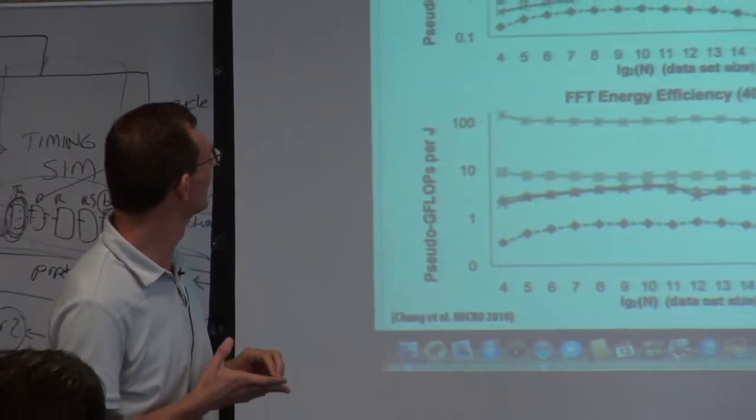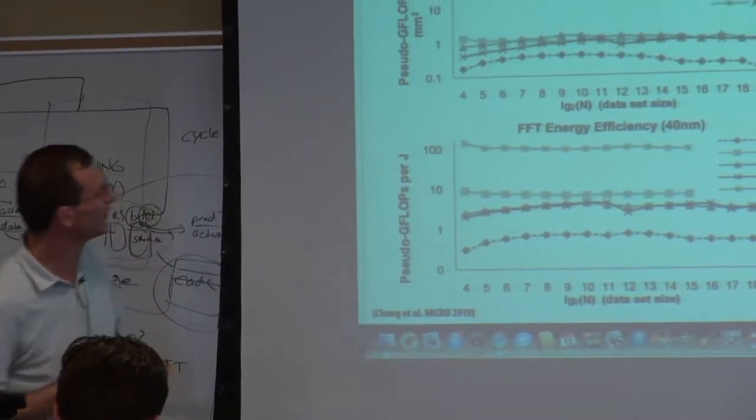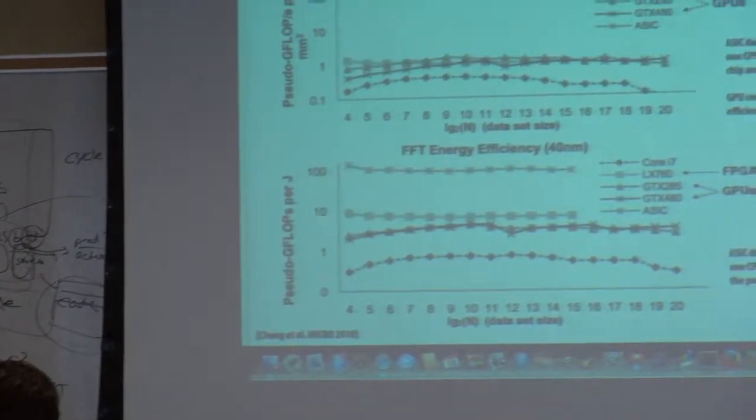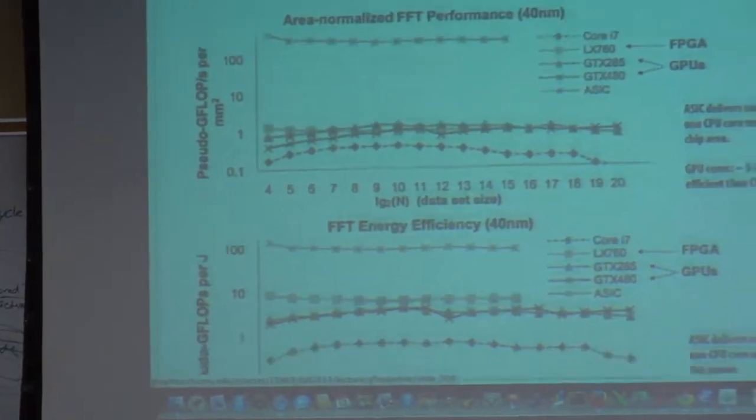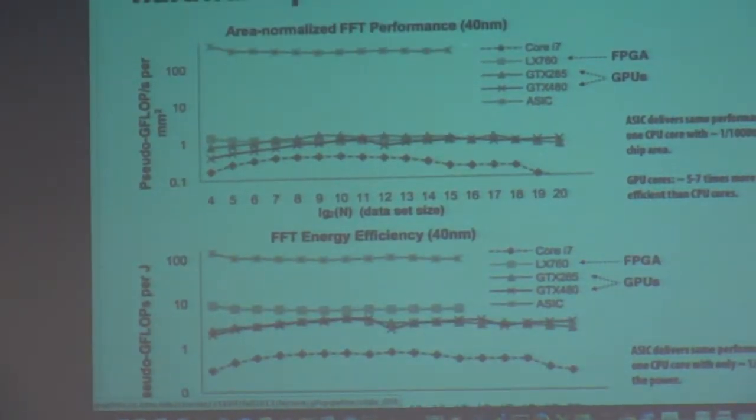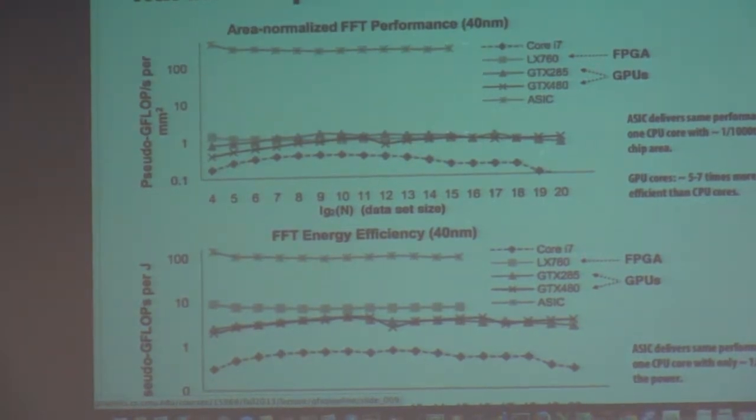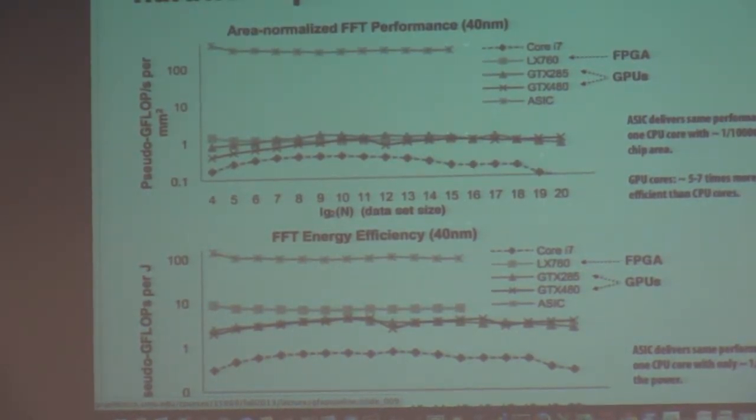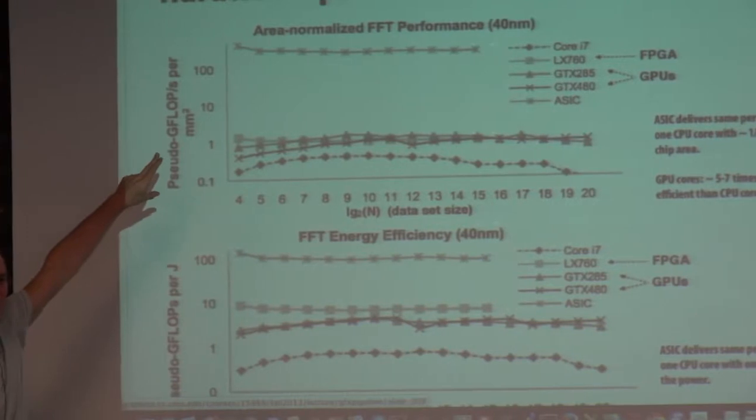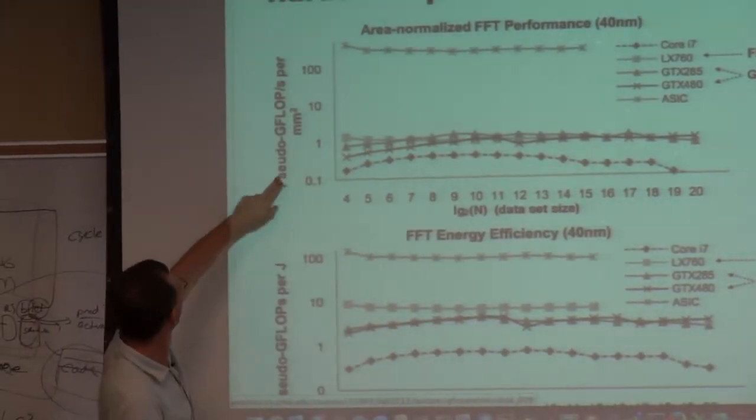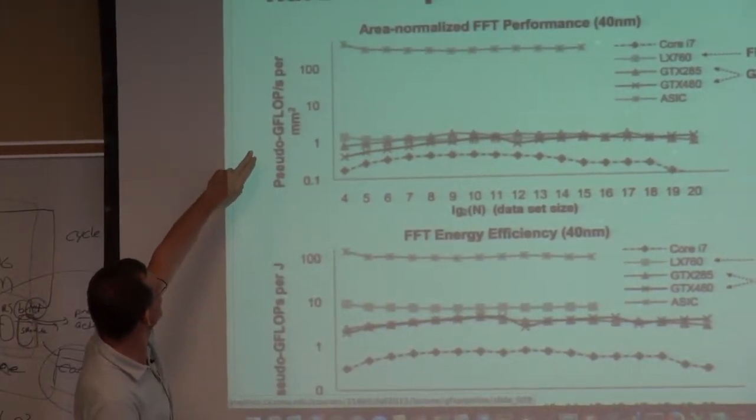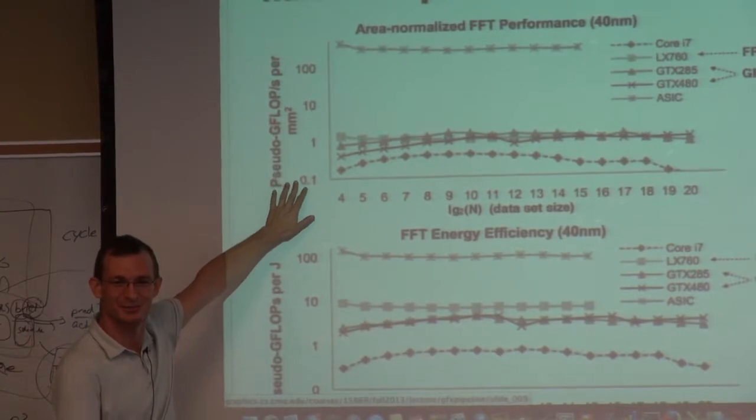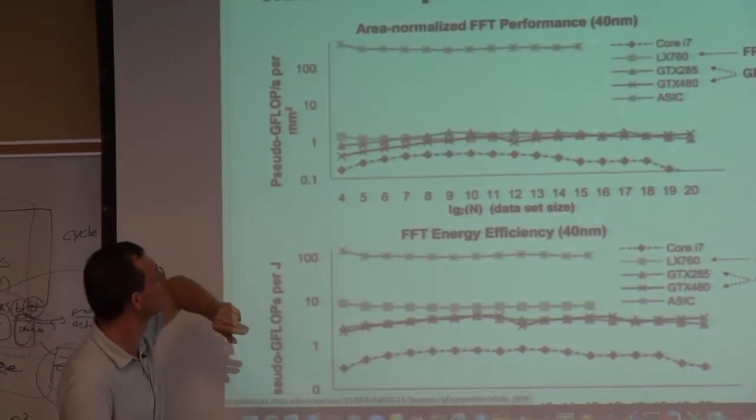It's comparing performance per area per energy of FPGAs to GPUs and ASICs. So which is which? The top line is ASIC. So this is kind of expected, right? As you specialize your hardware, you get much better pseudo gigaflops per millimeter square, whatever this means. But it's probably performance per area.